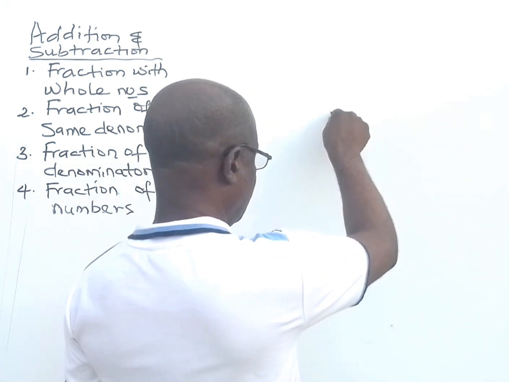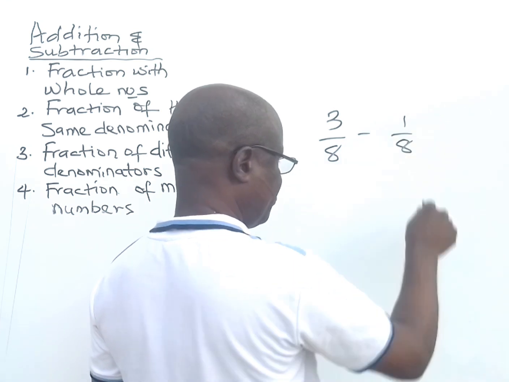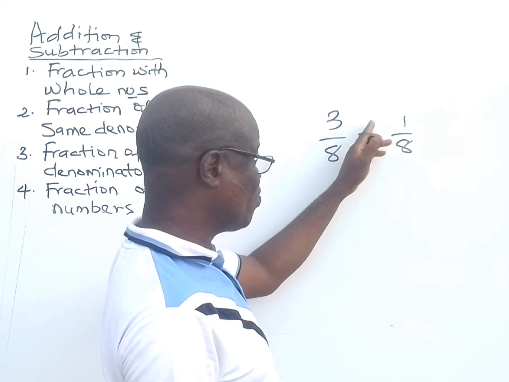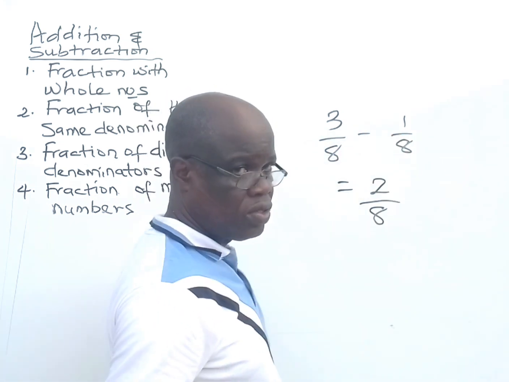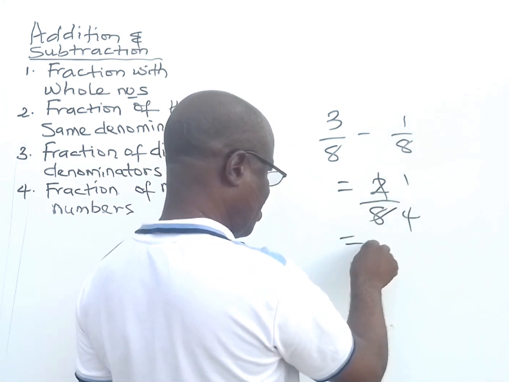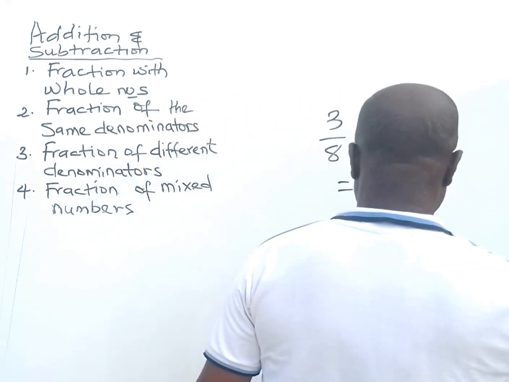Suppose you have 3 over 8 minus 1 over 8. These are the same denominator. So what we do is just say 3 minus 1. That is 2. 2 over 8. Then 2 goes here 1. 2 goes here 4. So the answer is 1 over 4. So very simple.